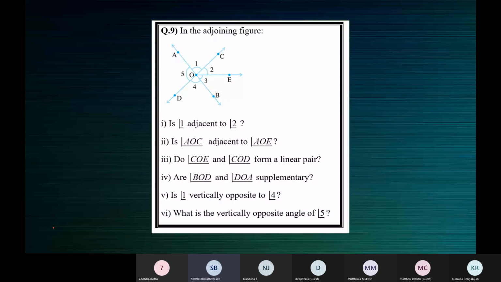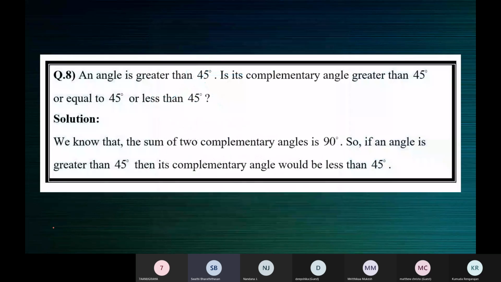Ma'am, if they ask about the supplement, with 90 as the reference, and they give an angle greater than 90, it will also be the same, no, ma'am? Same answer, correct. Good question. If an angle measures more than 90 degrees, then its supplementary angle will measure less than 90 degrees. So you will have three options: more than 90, equal to 90, less than 90. Less than 90, ma'am. Yeah, if one angle is more than 90 degrees, the other will be less than 90 degrees. Only then there will be supplementary angles.